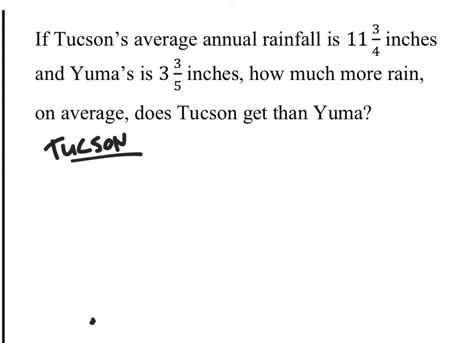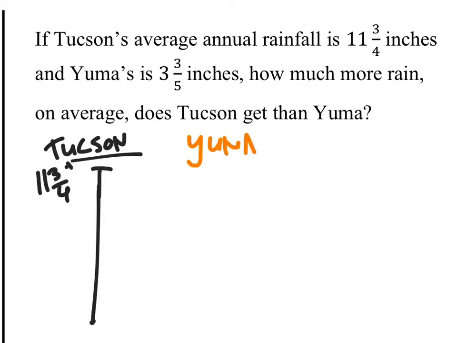So Tucson, we'll say that it goes up, and it goes up, this is 11 3/4 inches. That's their annual rainfall. And then over here we'll look at Yuma, which isn't as much, right? So we'll start here in the bottom. And this one only takes in about right there, 3 3/5 inches of rainfall. Now the question is, how much more rain does Tucson get on average? Well, that would be this much more, right?